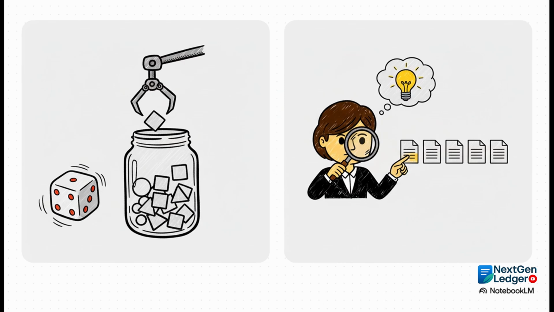Well, they have two main approaches. You've got statistical sampling, which is all about the math, using random selection and probability to take human bias out of the equation. Then you have non-statistical sampling, which relies on the auditor's experience and professional judgment to pick what they think are the most important items. Both are perfectly valid, they're just different philosophies.